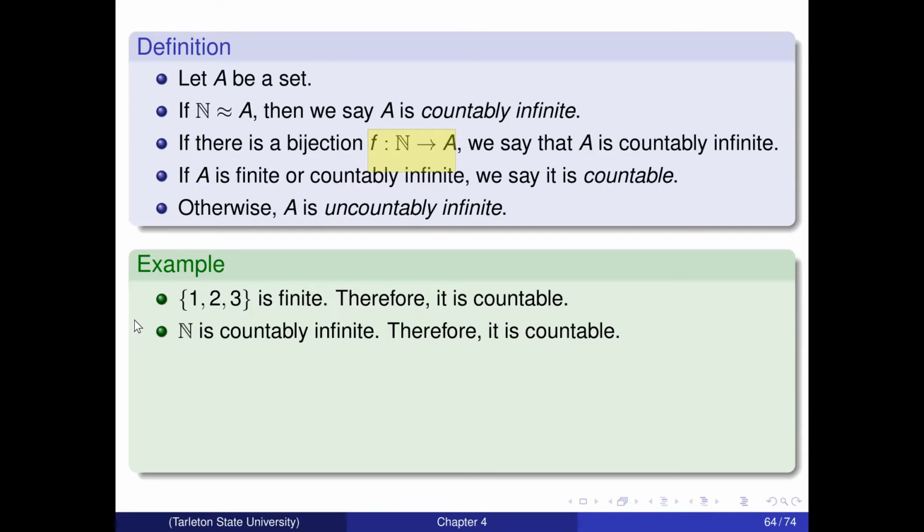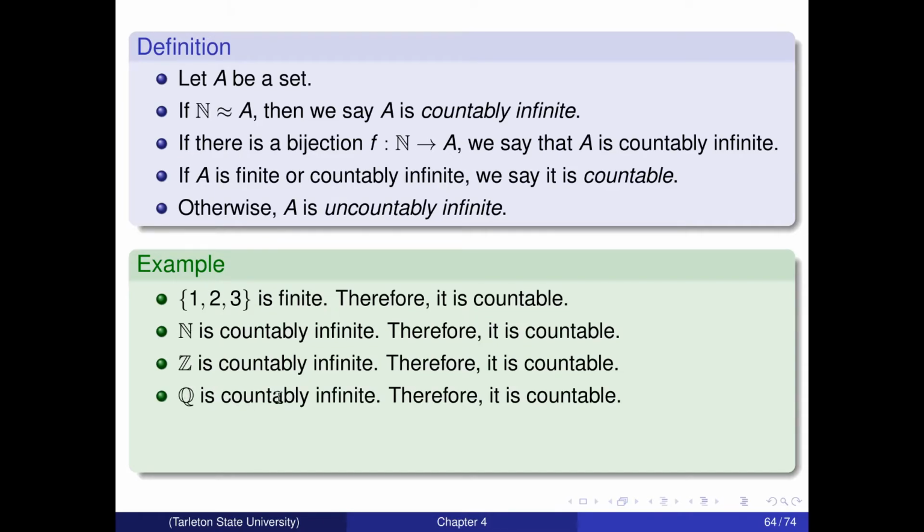Now, what might be more surprising is that the set of integers is also countably infinite. Again, we just need to check that there's a bijection from the naturals to the integers, and so this is countable. What's maybe even more surprising than that is that the set of rational numbers is also countably infinite. And we're going to show these results on the next couple slides. We'll actually prove these statements.